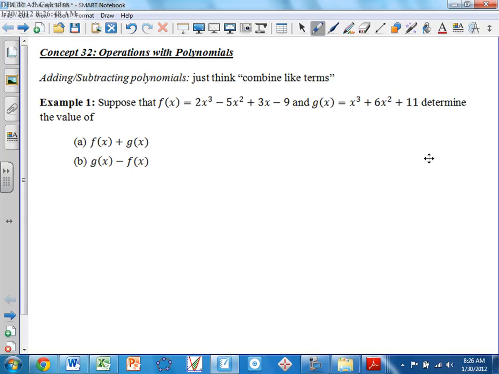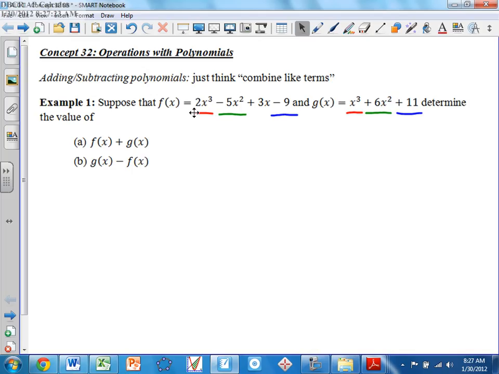Again, like terms, and simply what I'm doing is exactly what you should be doing in your mind. Again, just correlate the exponents. That's all you're doing. Anything that's cubed, you add together. Anything that's squared, you add together. Anything that's linear, or just an x, you add those coefficients. And any constants, you simply combine them as well.